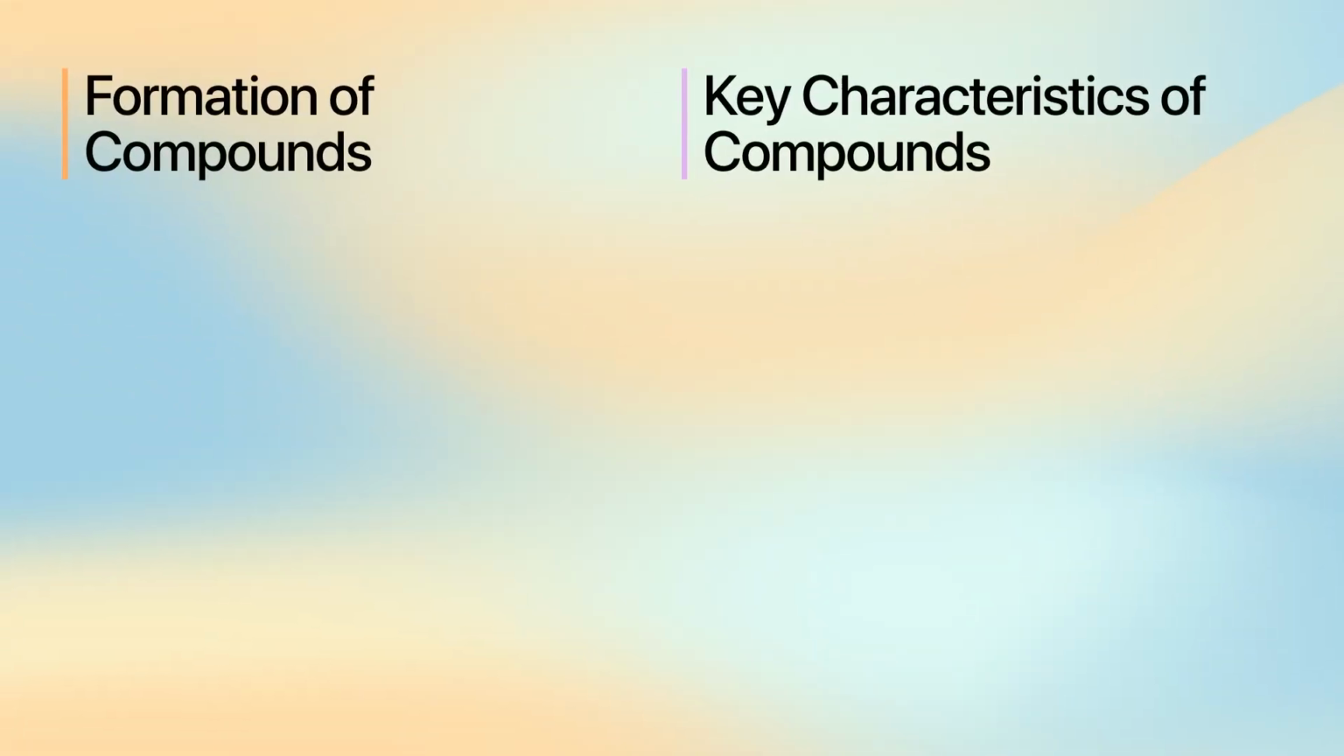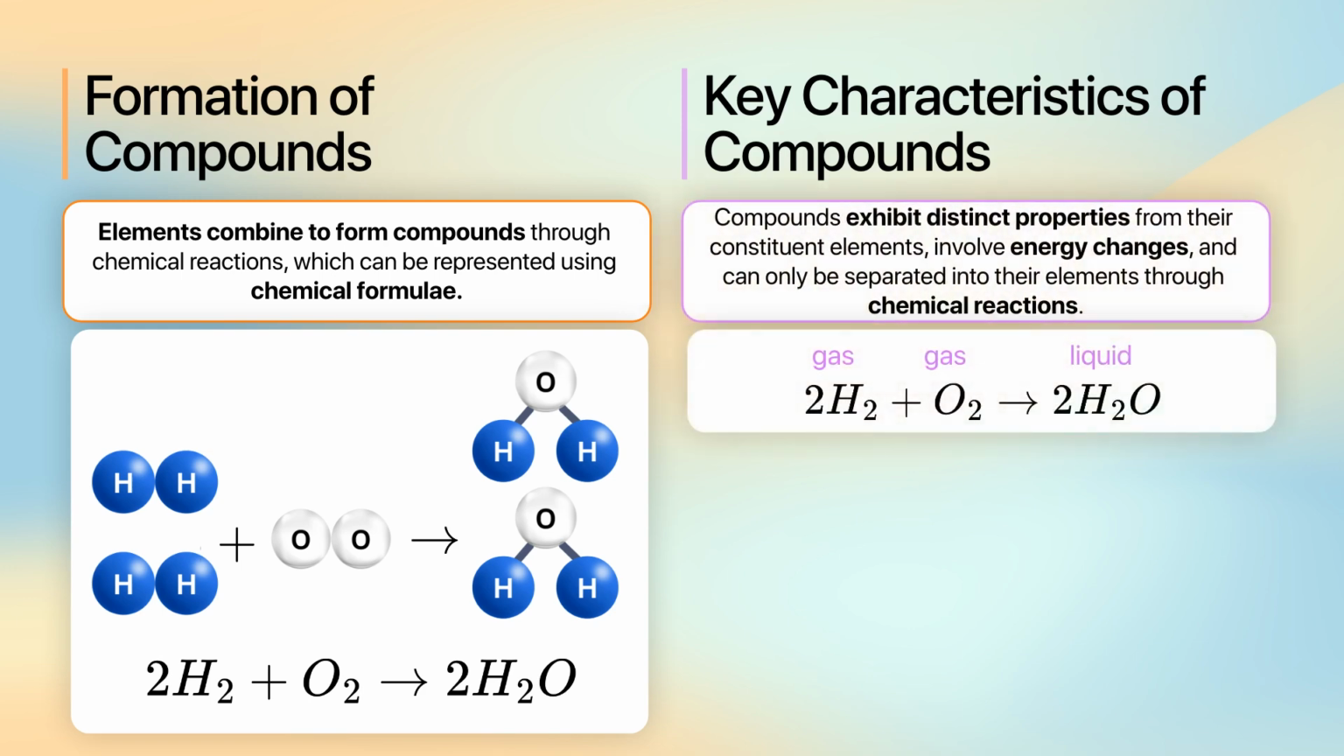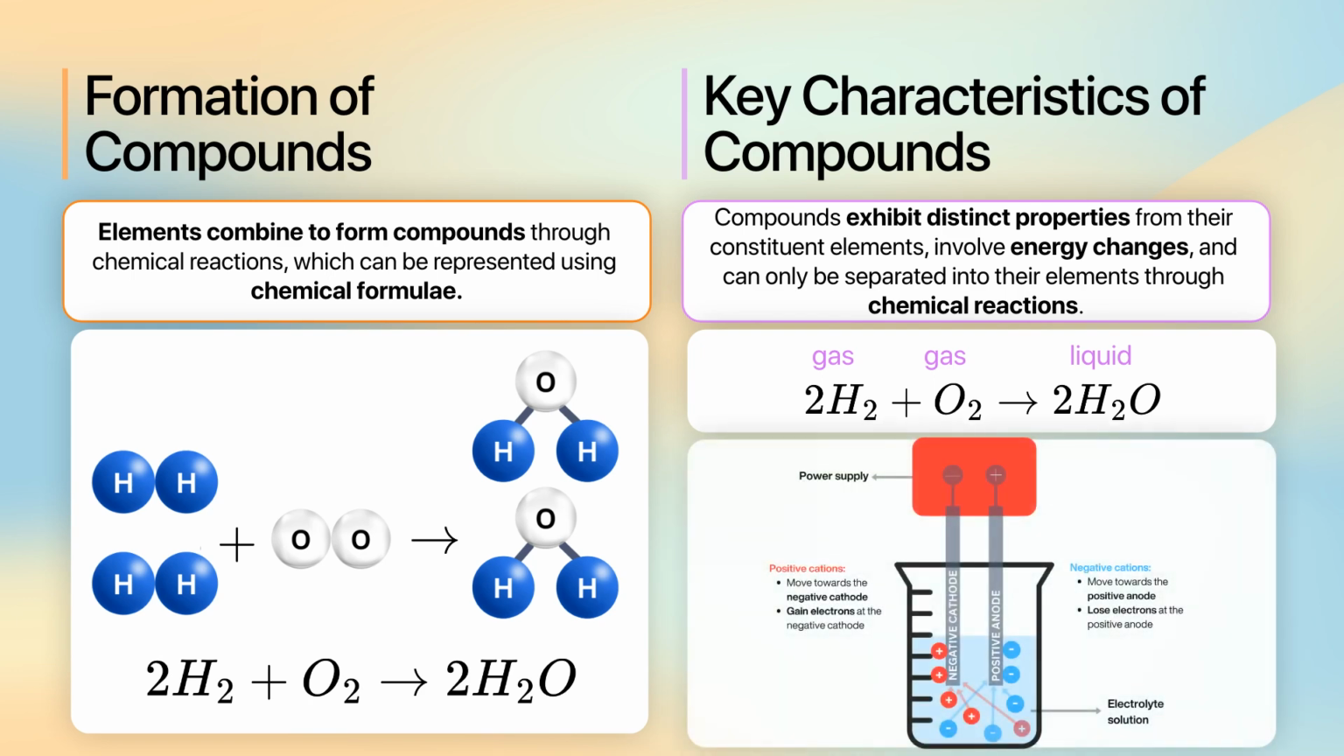Today, we discussed how elements combine to form compounds through chemical reactions. These reactions involve the rearrangement of atoms to create substances with new properties. We also touched on representing compounds using chemical formulae, which are derived from the symbols of the elements involved. We'll take a closer look at chemical formulae in our next lesson. We also learned that compounds exhibit distinct properties from their constituent elements, involve energy changes during chemical reactions, exothermic or endothermic, and can only be separated into their elements through chemical reactions.